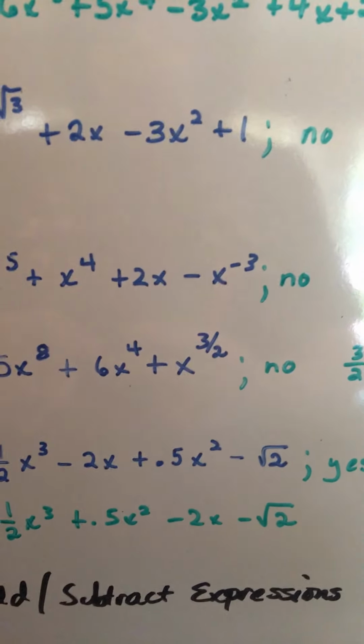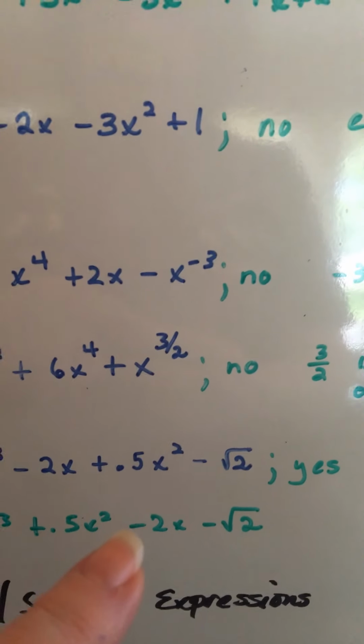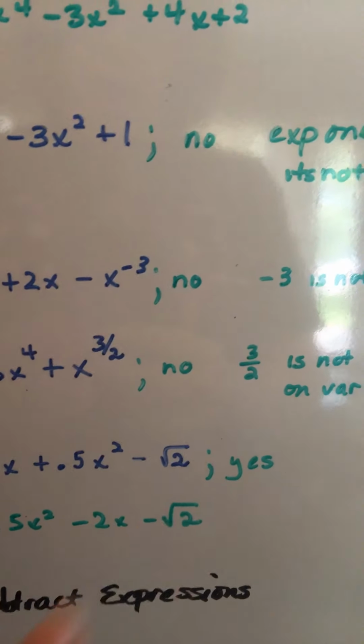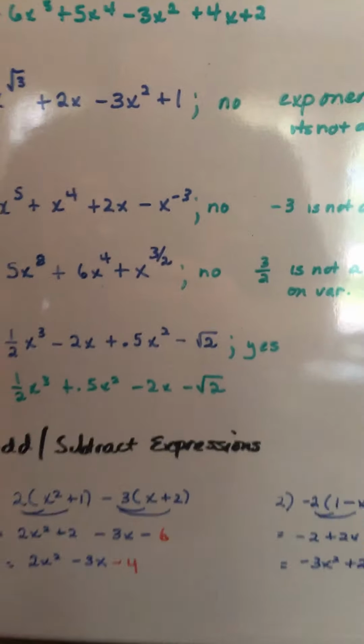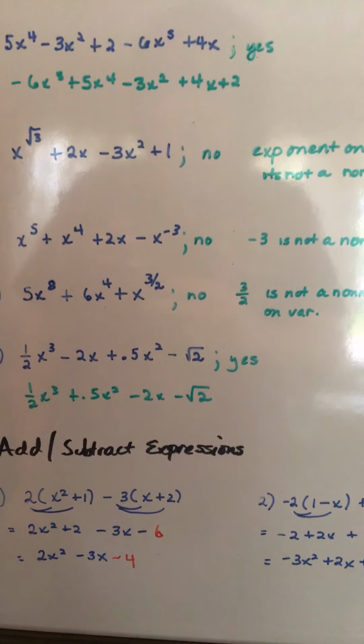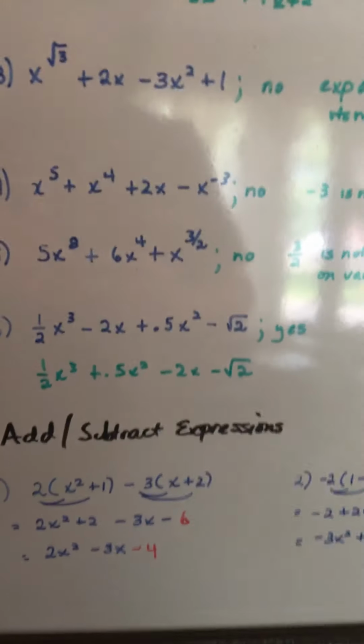This next one looks weird, but it's okay because the fraction is a coefficient, the decimal is a coefficient, and remember, this is the coefficient of x to the 0. And so, indeed, 1/2 x cubed plus 0.5 x squared minus 2x minus root 2 is indeed a polynomial.